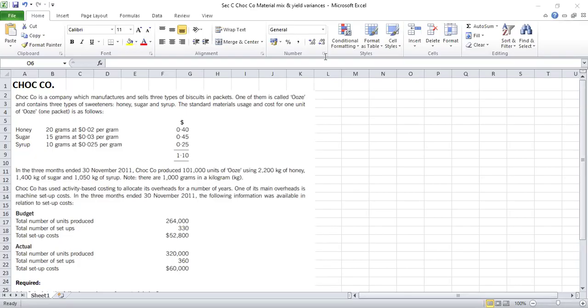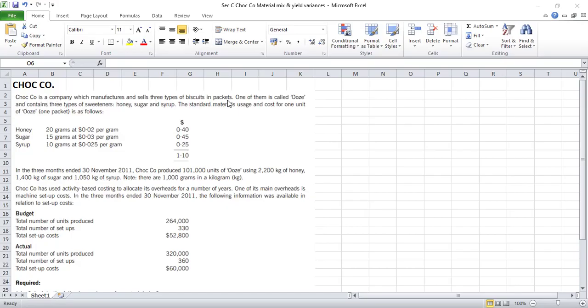Today we are going to discuss the variances questions. First of all, we will do a question relevant to the material mix and yield variance. Choc Company is a company which manufactures and sells three types of biscuits in packets.